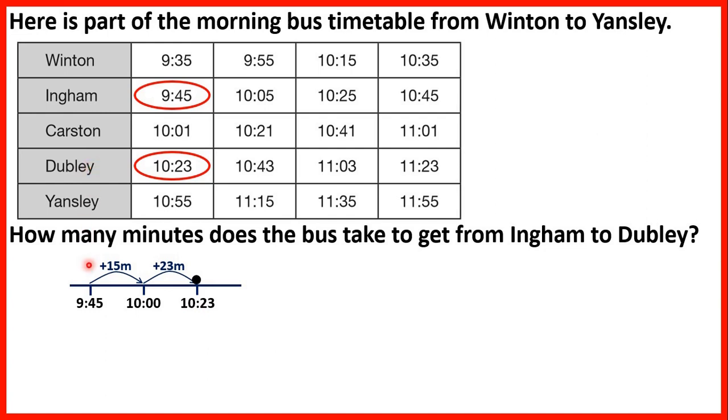Then, if we add on another 23 minutes, that takes us to 10:23, so takes us to the time it reaches Dudley. So altogether, the bus has travelled for 15 minutes and then another 23 minutes. So if we work out 15 plus 23, that tells us that it takes 38 minutes altogether to get from Ingham to Dudley. And notice also, if it's 10:05 and we add 38 minutes, that takes us to 10:43. And perhaps it would have been easier for us to use this bus here because we don't need to cross an hour boundary.